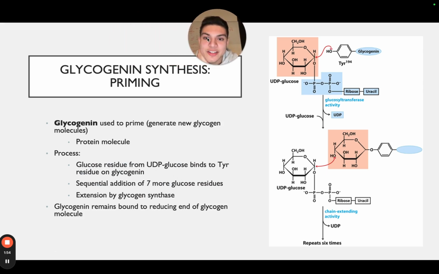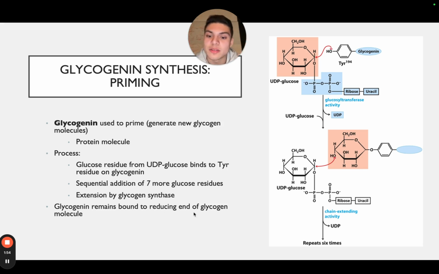And now glycogen synthesis, we have to prime it, right? So glycogenin is essentially our starting block to prime and generate new glycogen molecules to form those branches, those chains. And so it's a protein, right? And the process is the glucose residue from UDP glucose binds to a tyrosine residue on glycogenin, this protein, and then it adds a sequential addition of 7 more glucose residues, and its extension then is by glycogen synthase. So glycogen synthase does not do this process initially, it does the subsequent by adding it like Lego bricks.